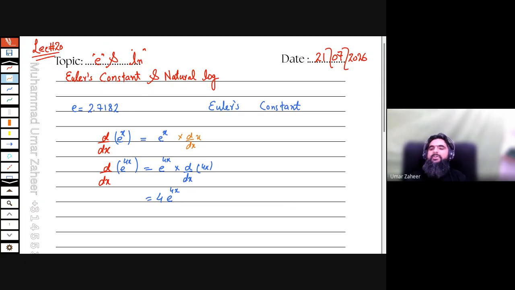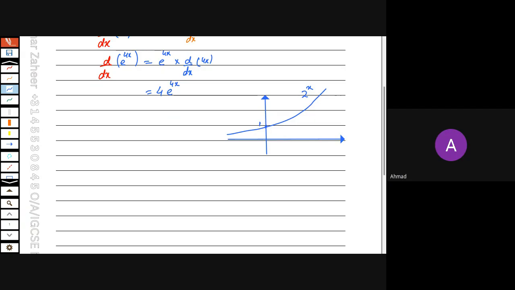This is the first property. Now we have to talk about the graph. Okay, we already know that if you have any graph of an exponential, like 2 raised to power x, the shape of the graph always looks like this. It always passes through 1, because we know that if x is equal to 0, it will be 1.